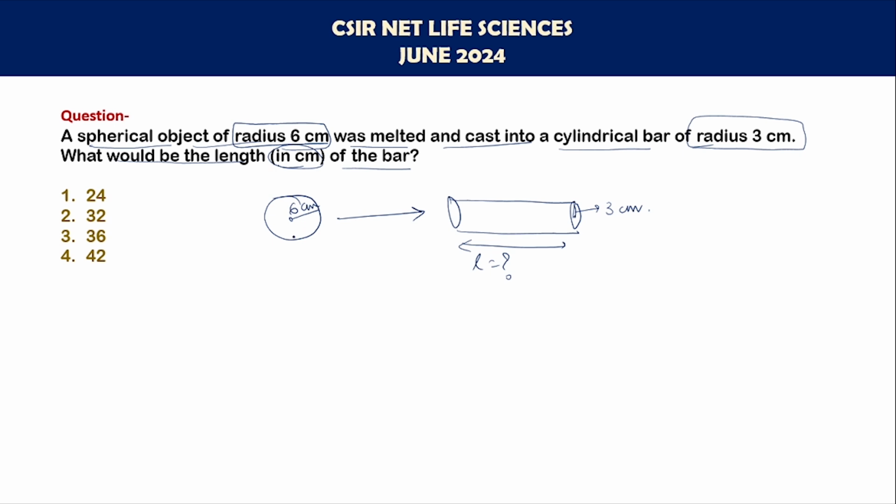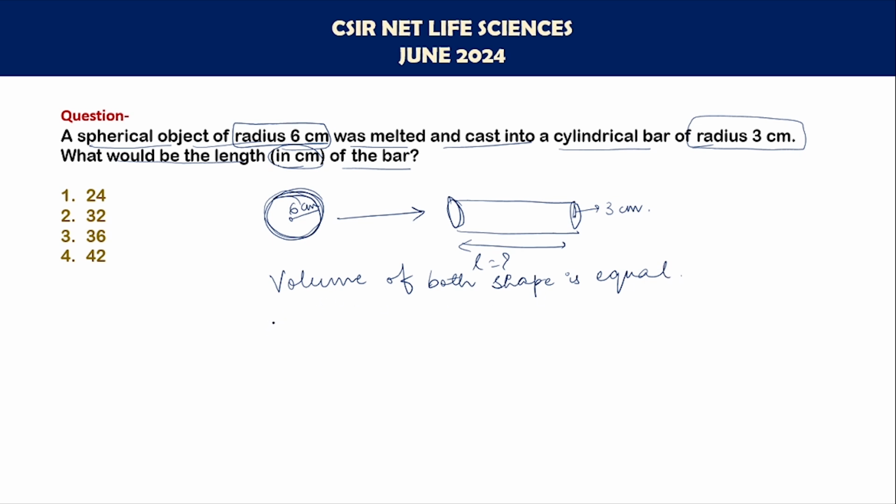Okay, so this type of question we used to solve in our lower classes, like in 9th or 10th class. This is very simple because the volume here is the same, right? The volume of the sphere and the volume of the cylinder is the same because the same sphere has been melted and converted into a cylindrical bar. So we can say that the volume of both shapes is equal, right? So we can equate those volumes.